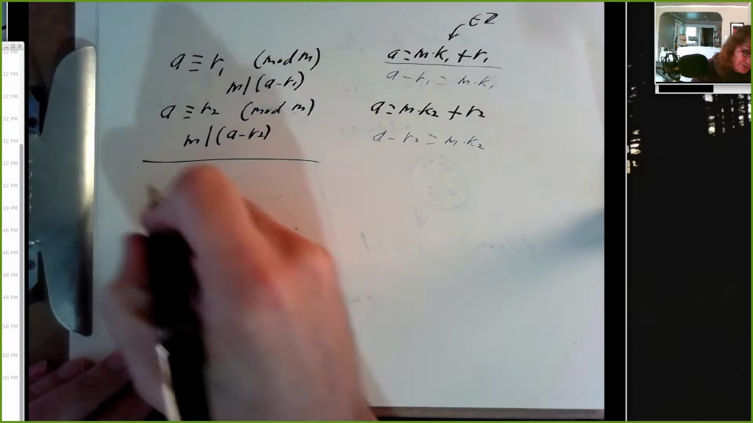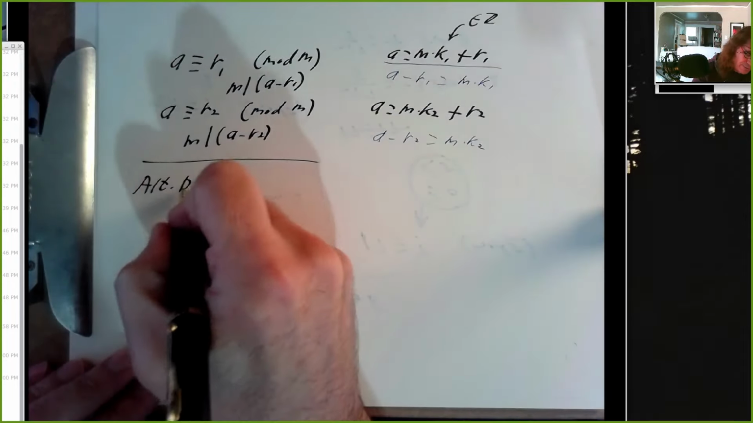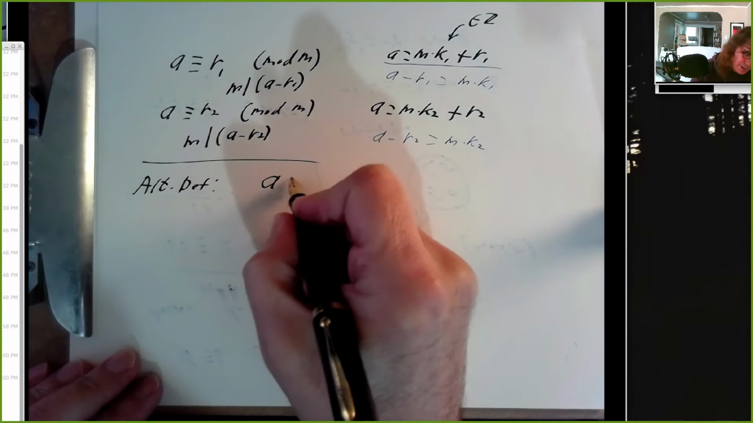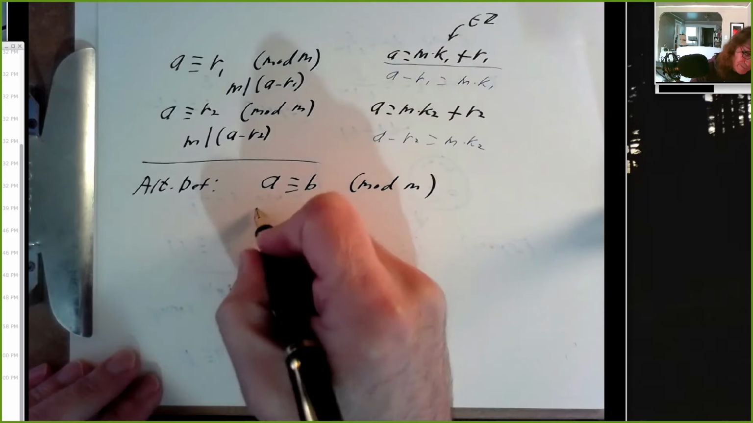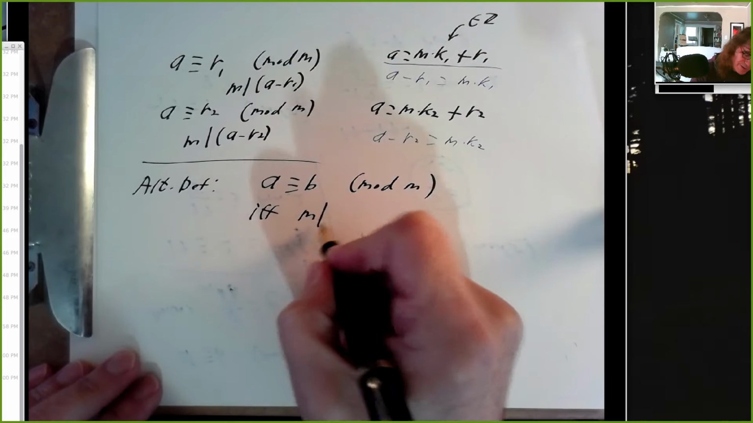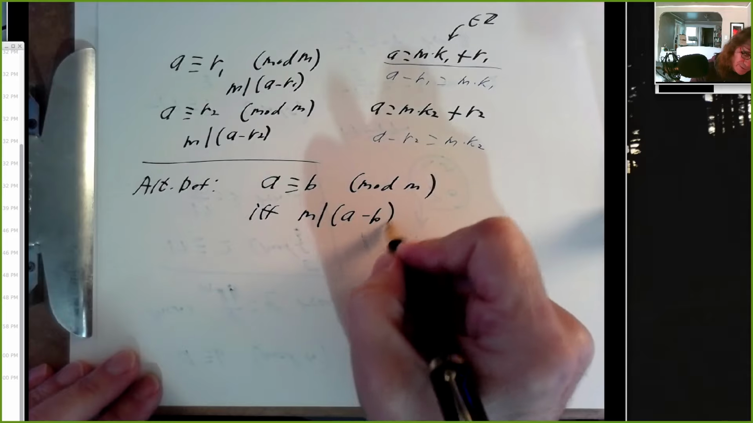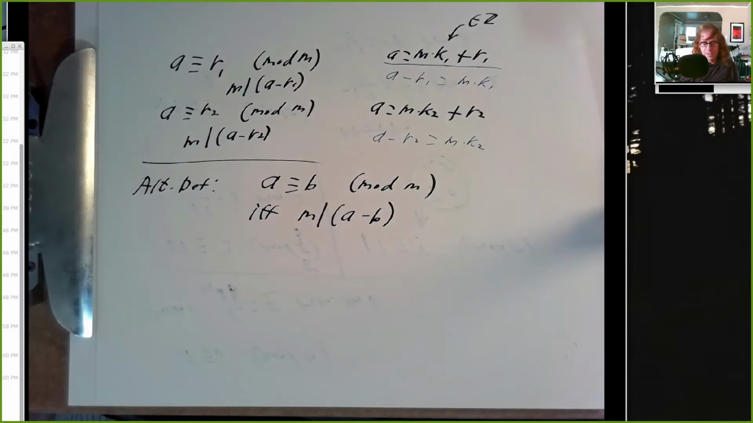So here's an alternate definition. A is congruent to b modulo m if and only if m divides their difference. So two numbers are congruent modulo m if their difference is a multiple of m.